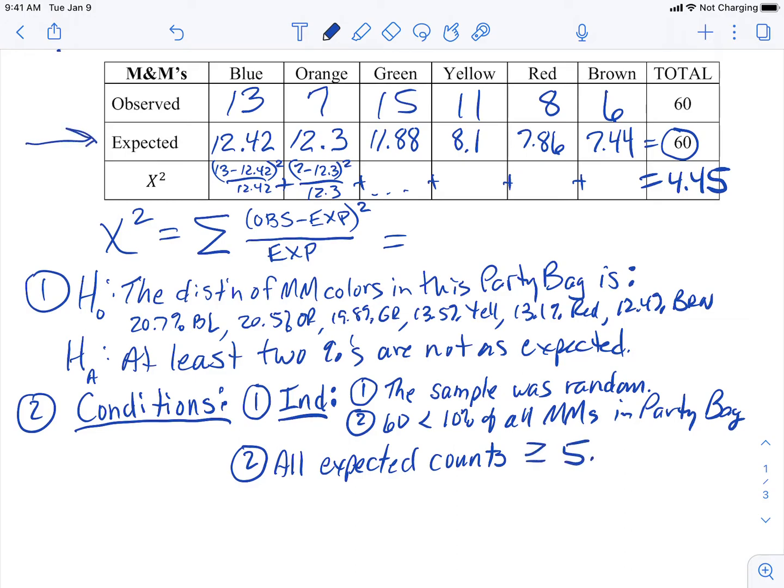And we've got that right here. We've shown the work. And so we don't need to write those again because they're up there. We would just say all expected counts are greater than or equal to 5. And those are the 3 conditions for a chi-square goodness of fit test. So we will proceed, because they're all met, with a chi-square goodness of fit test.